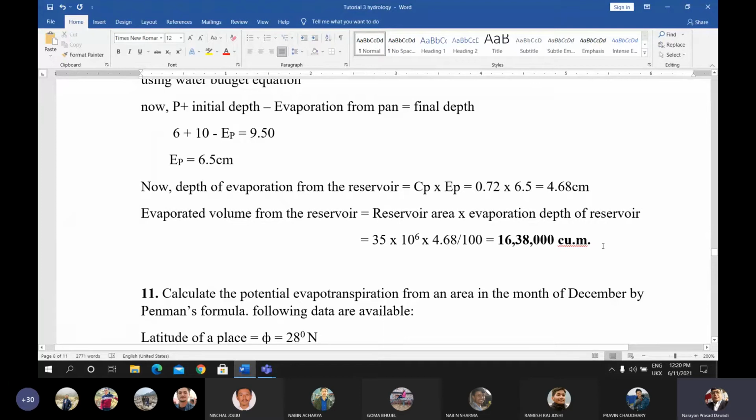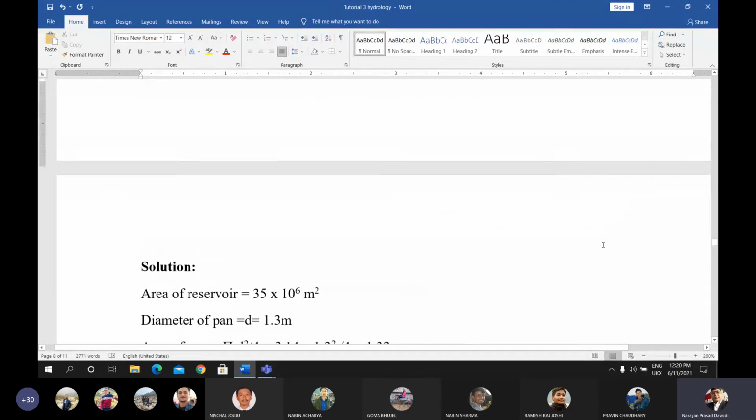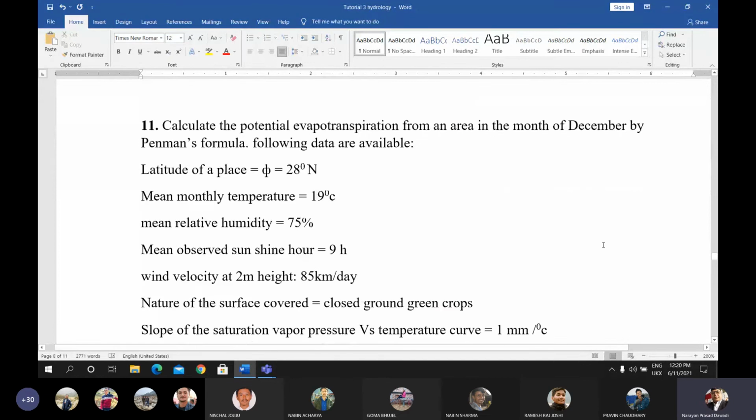16,38,000 cubic meter. Okay, this is the loss of evaporation from the reservoir. You can calculate in this way.